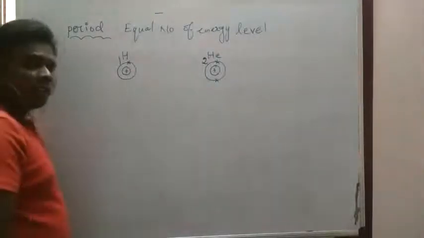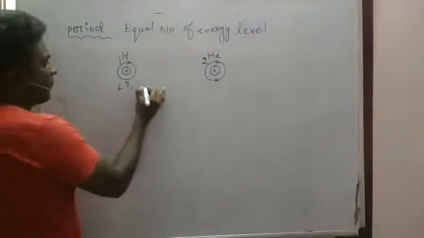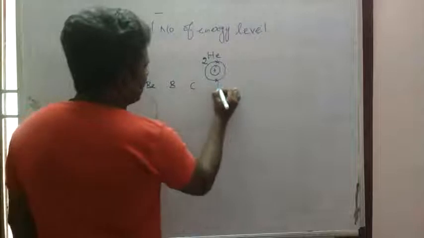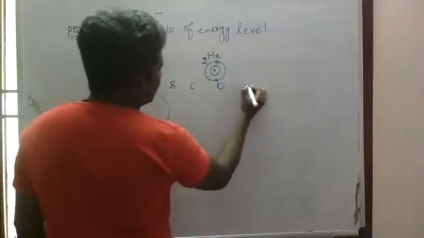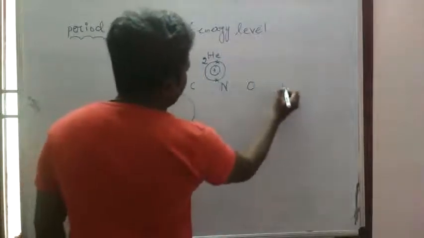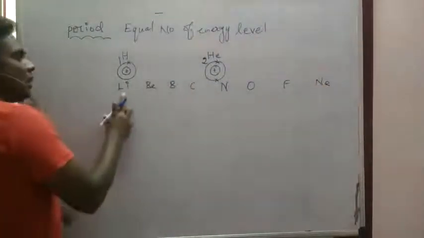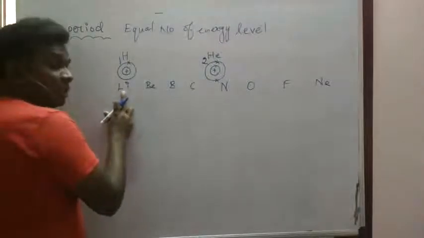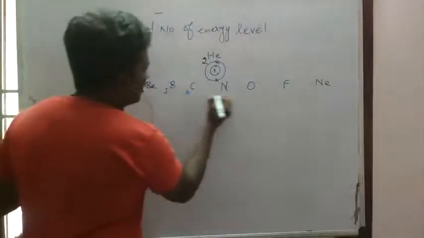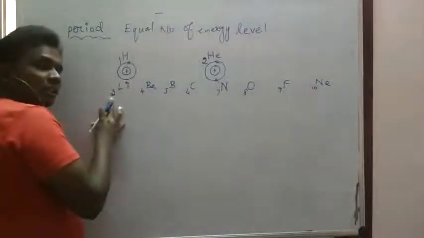Same as that, when you come to the second period, what elements are there in the second period? Lithium, beryllium, boron, carbon, nitrogen, oxygen, then fluorine, then neon will come. Lithium's atomic number is 3, beryllium 4, then 5, 6, 7, 8, 9, 10. The atomic number is equal to the number of electrons and protons.